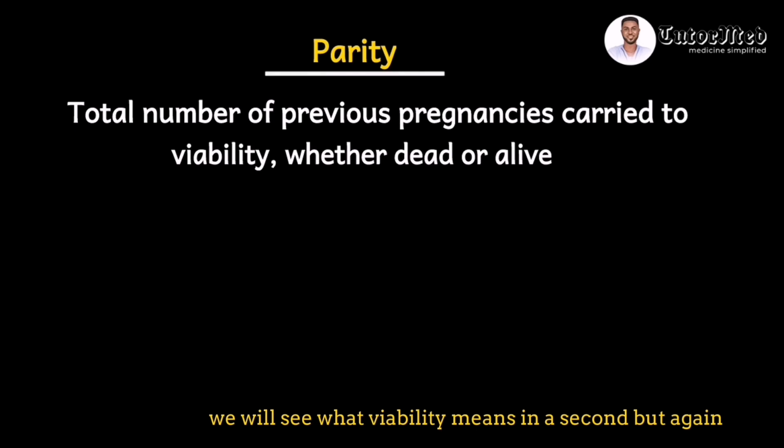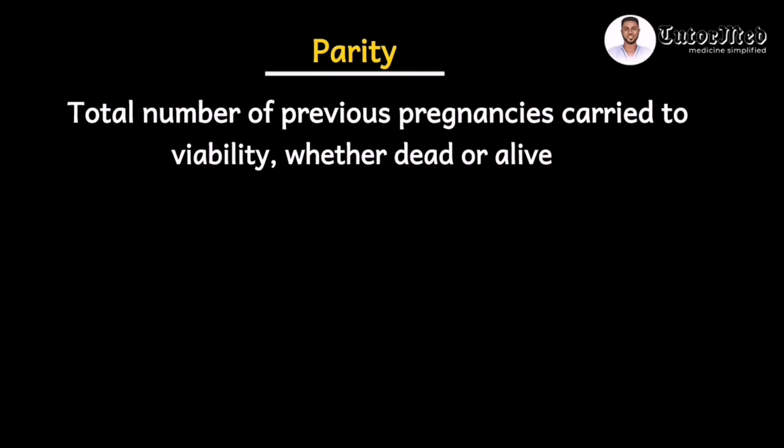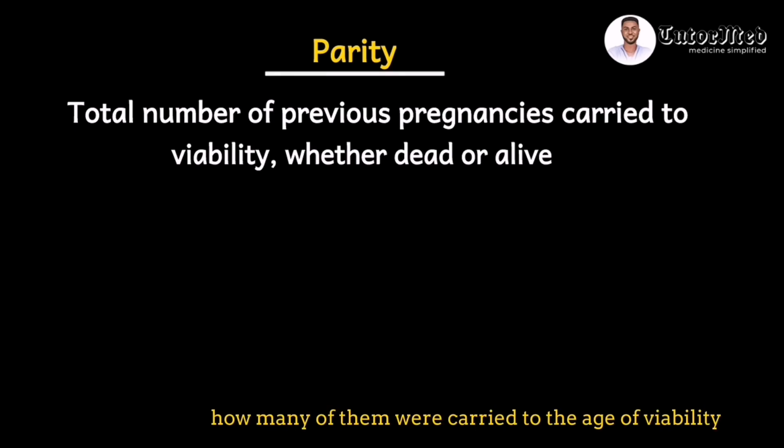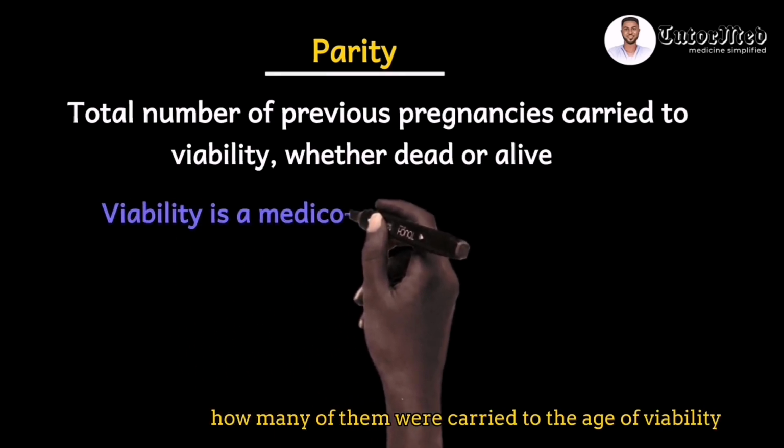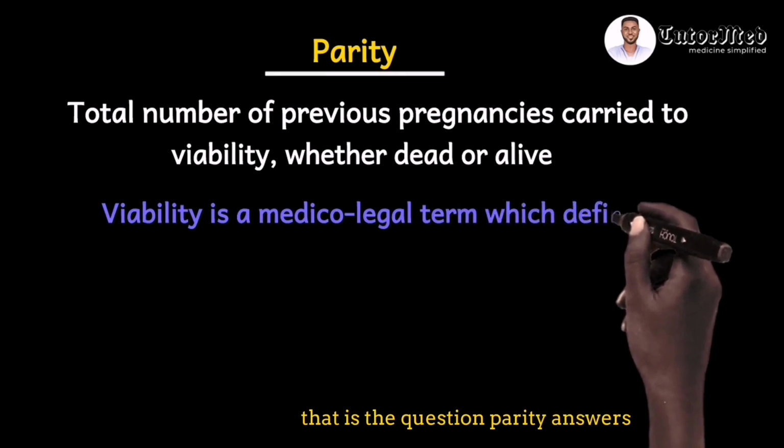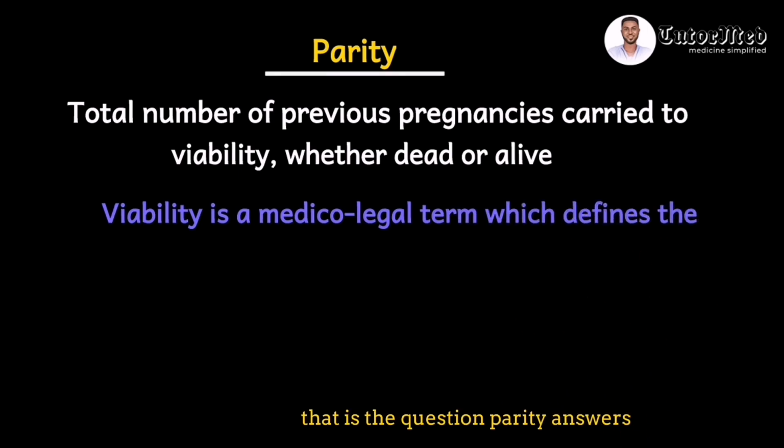We will see what viability means in a second, but again, parity answers the question of the total number of confirmed pregnancies in the past, which is the gravidity, how many of them were carried to the age of viability? That is the question parity answers.